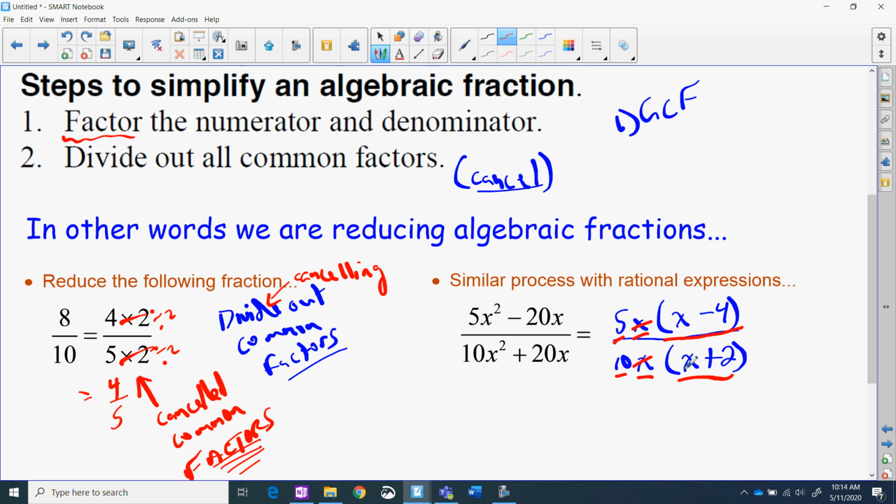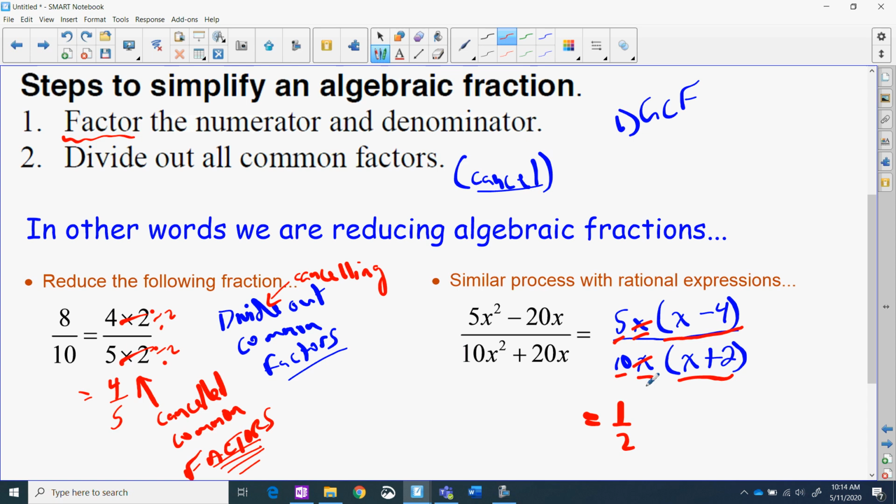This x and this x, I cannot cancel out because they are terms, not factors. So how do you know the difference? Because they're separated, these two, by an addition and subtraction. That makes them terms. Now I do have this 5/10. Well, that's just a regular old 5/10 fraction like we would have done here. So we reduce it like we would have in middle school. 5/10 is 1/2. So what I end up with is 1/2.